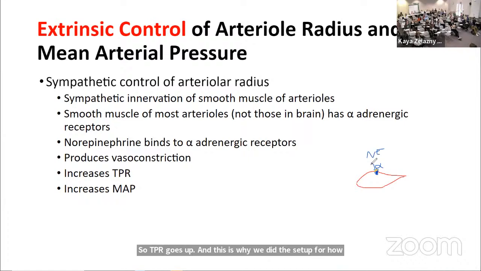So when total peripheral resistance goes up, this has the effect of also increasing the blood pressure. So this is going to be a lot of steps, but this is one of the ways we can control the blood pressure when we need to.